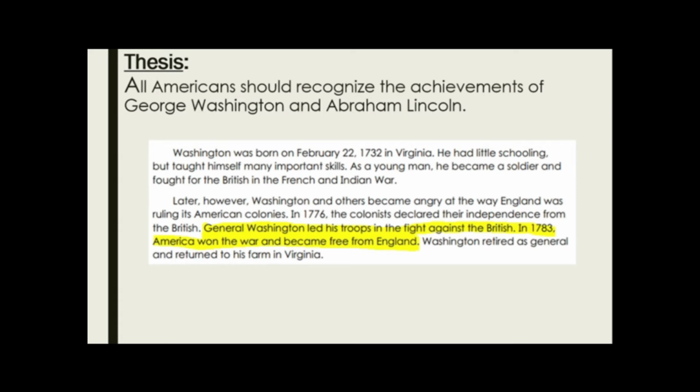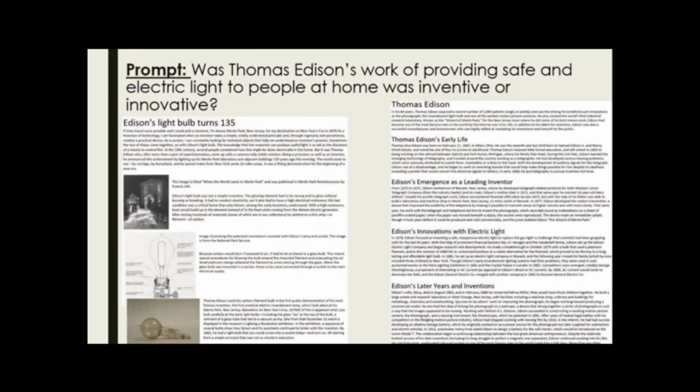So, when you are going through and looking in your text, you should be looking for details that support whatever you said in your thesis statement. As a reminder, your prompt is, was Thomas Edison's work of providing safe electric light to people at home inventive or innovative? So you take these two texts that you have read in week 4 and now in week 5, and you try to find evidence that supports whether he was inventive or innovative.